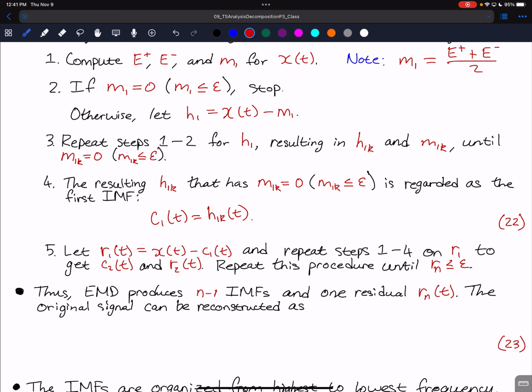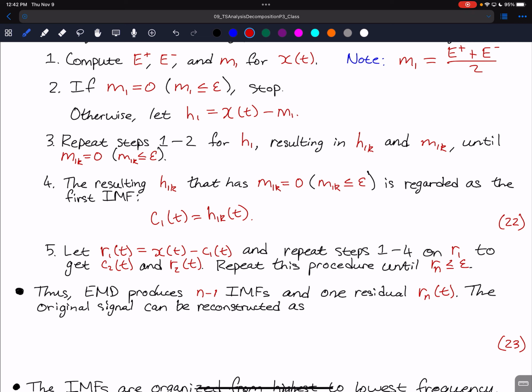Once we find our first IMF, we then compute a residual, this is R1 of t, which is simply the original signal minus the first IMF. And then we'll repeat steps 1 through 4 on R1 to get the second IMF, C2. We'll then compute R2 of t, and then apply steps 1 through 4 on R2 to get C3, and so on, until we extract as many IMFs as there are in the signal.